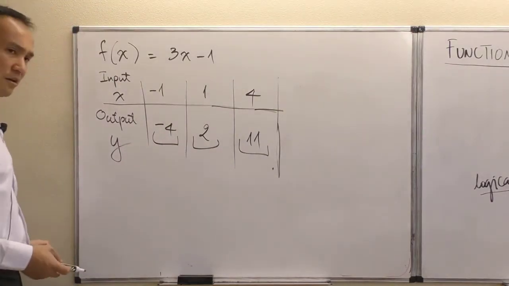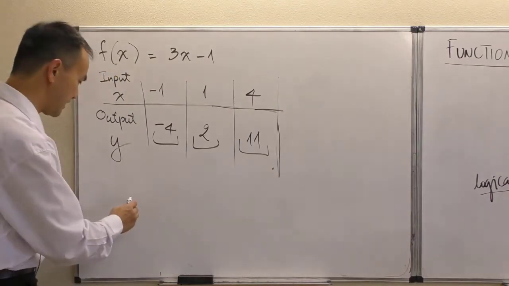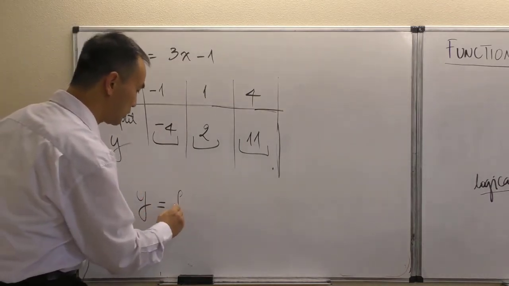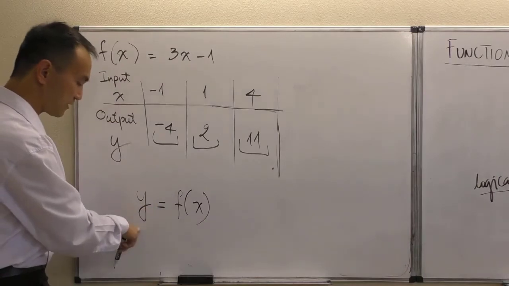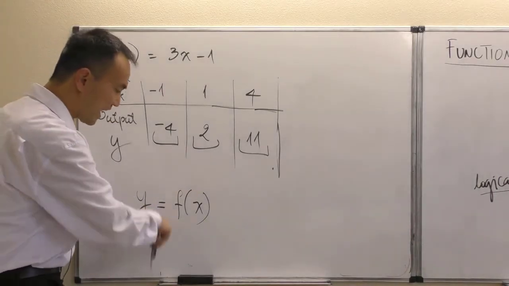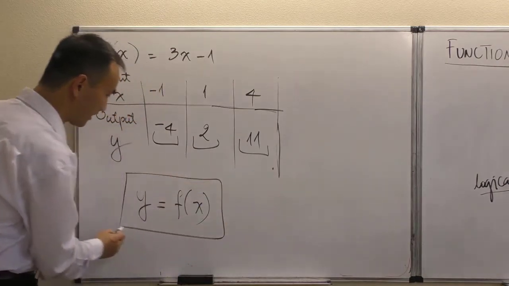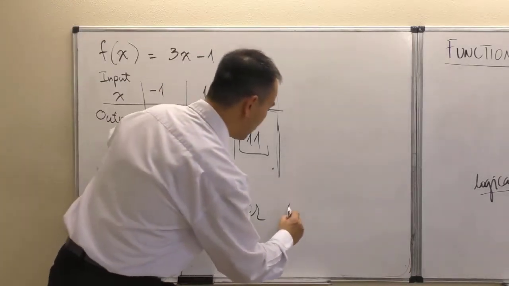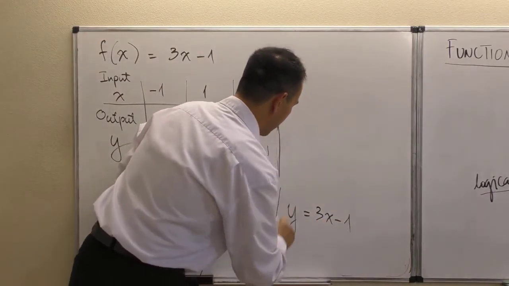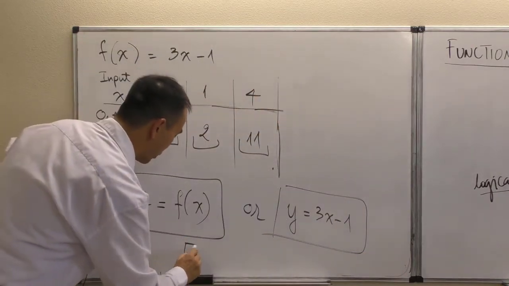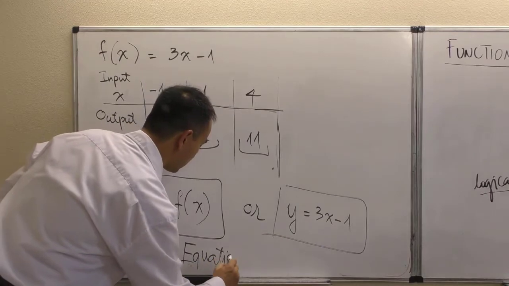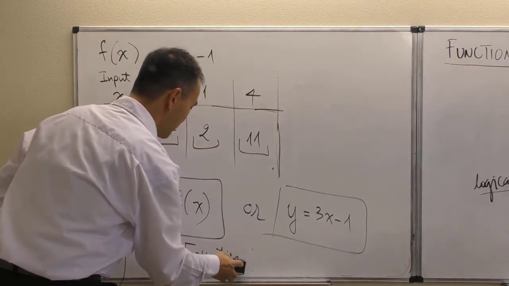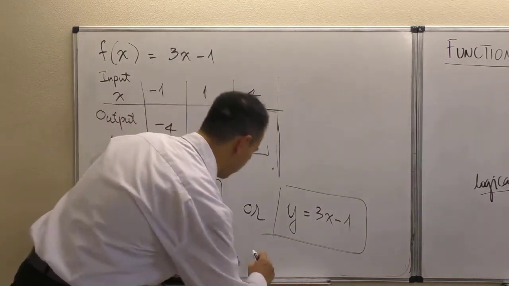Okay, so now what makes sense is that we can see that y, as your output, any value of the y variable equals the output of the function. That's why for this case, since our function is known to be 3x minus 1, y equals 3x minus 1. Ladies and gentlemen, this is called the equation notation. Quite commonly used as well.